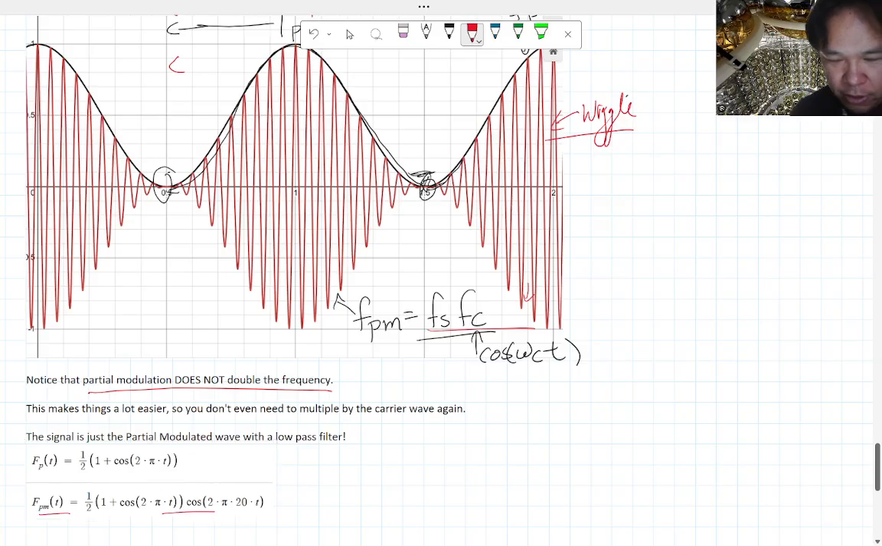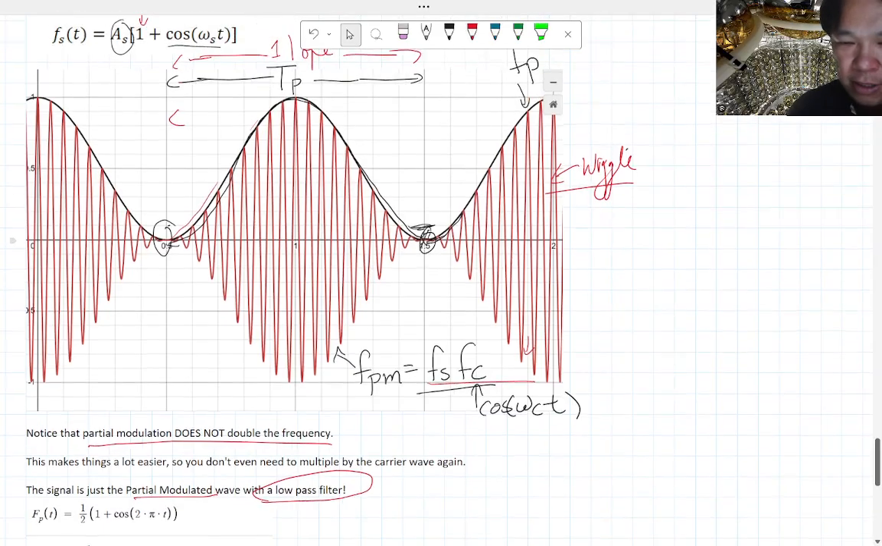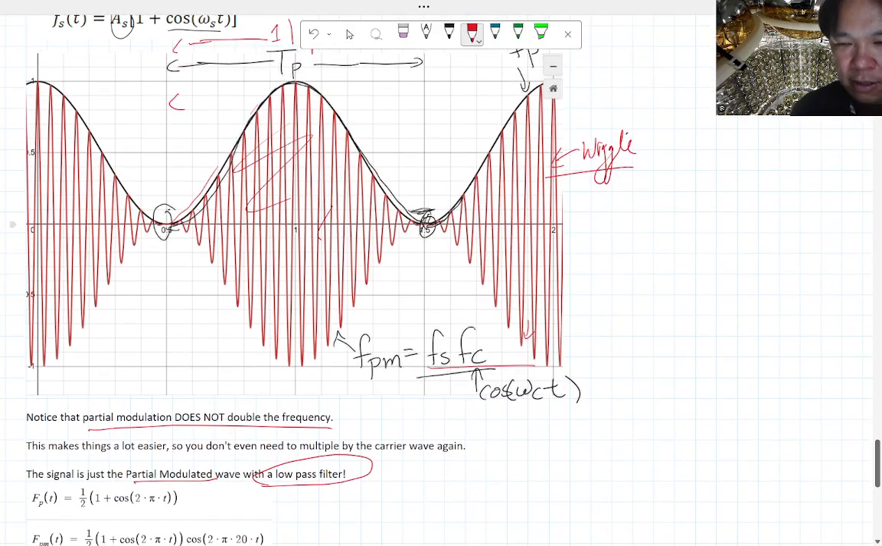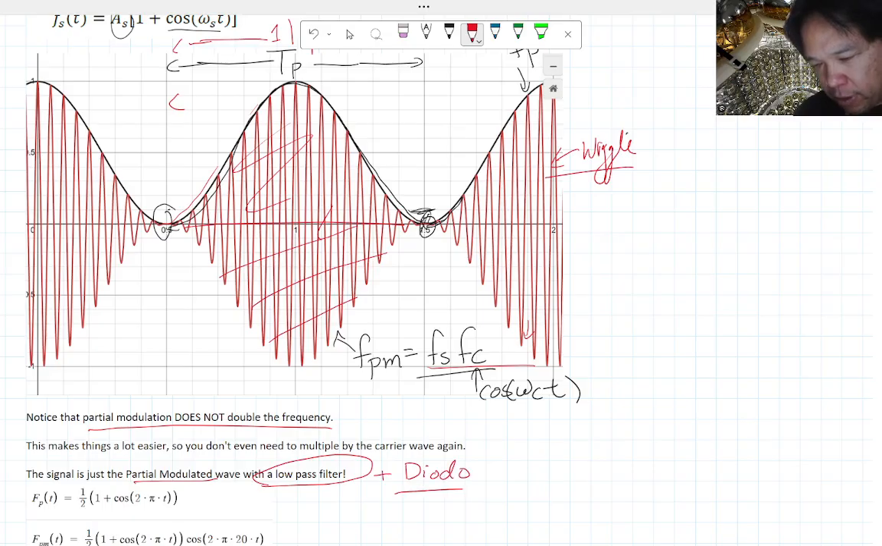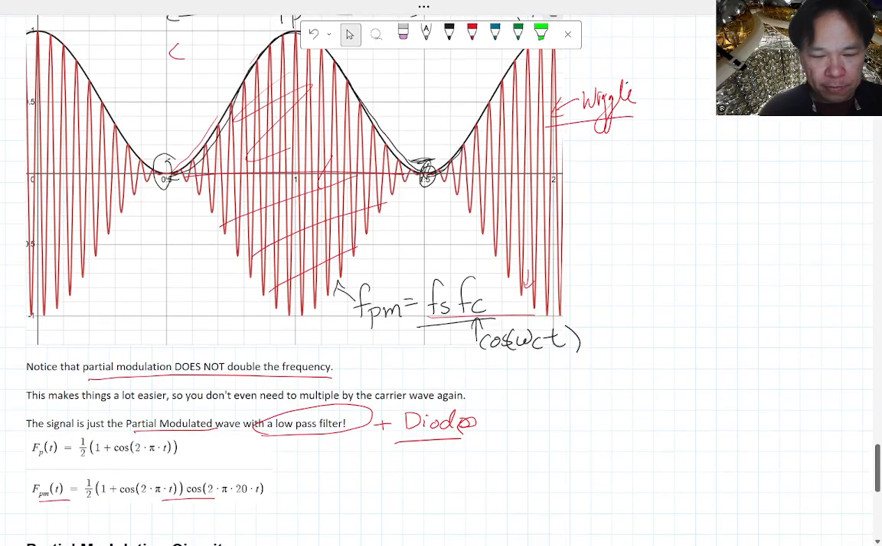Because now the only thing you need to do with the modulated wave is put it through a low pass filter, right? That'll basically get rid of all these wiggles and give you the low frequency part. Oh, I forgot. And also you don't want these negative parts, right? So plus a diode, okay? Because if you put it through a diode, it can knock out half the wave, just like we did in the half-wave rectifier, okay?